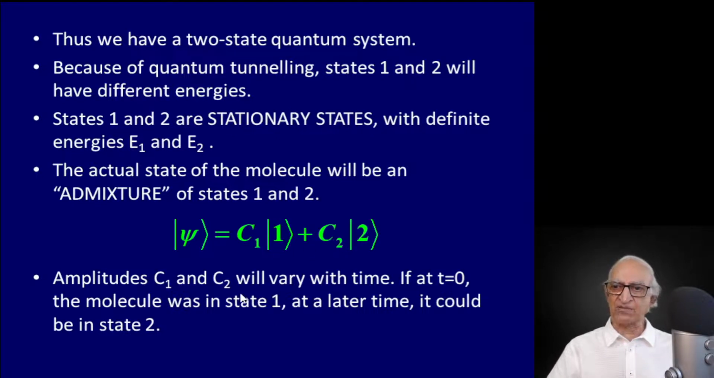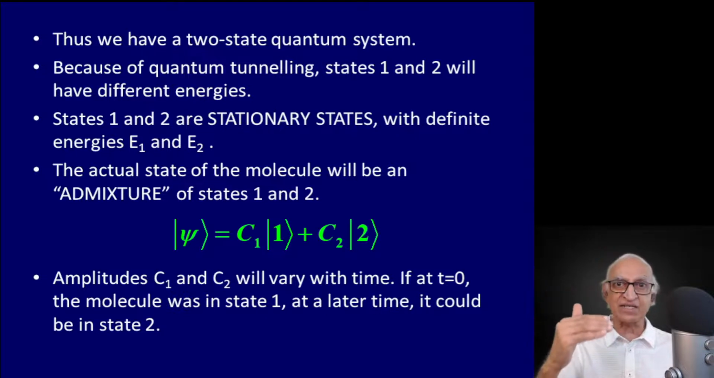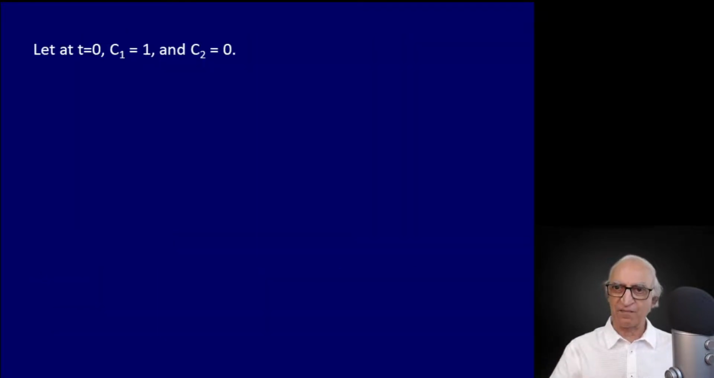The amplitudes C1 and C2 will vary with time because the molecule is jumping between the two states. If at time t equal to 0, the molecule was in state 1, then at a later time it could be in state 2 and it could oscillate. Remember when we discussed neutrino oscillations, this is what we discussed. And that's what I mean. If you now go back and read chapter 9 of Feynman Lectures, volume 3, you will have an excellent introduction to pure states and mixed states and oscillating probabilities.